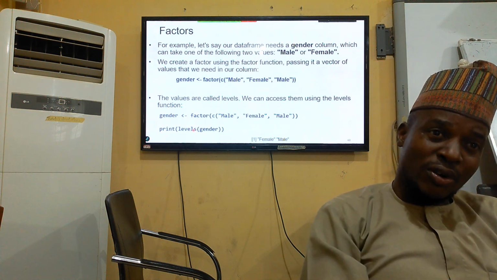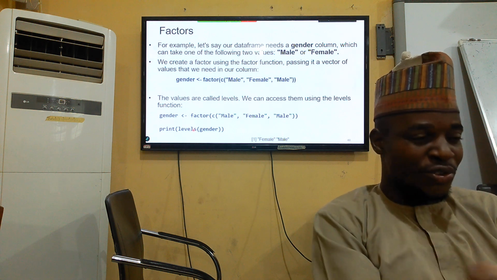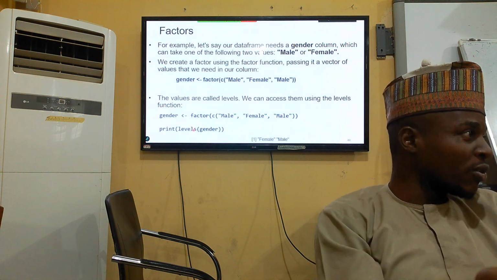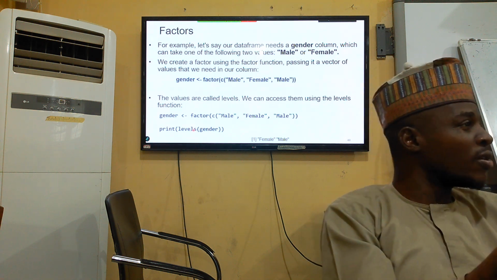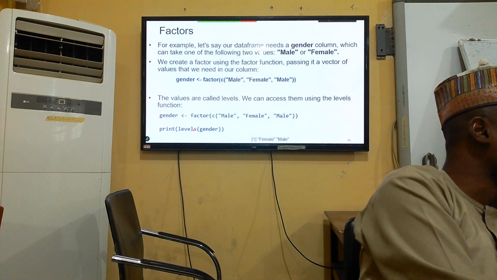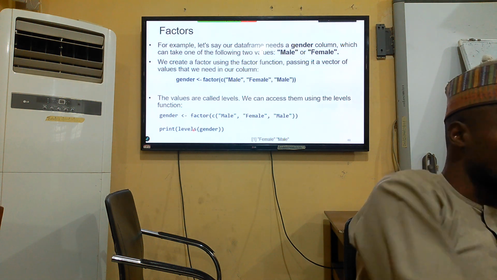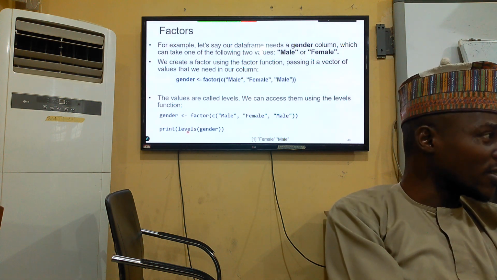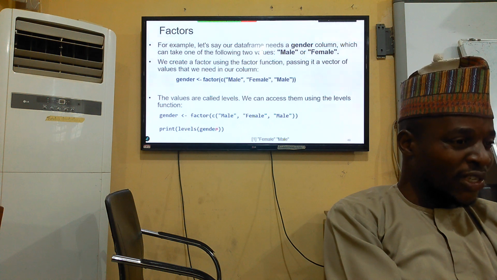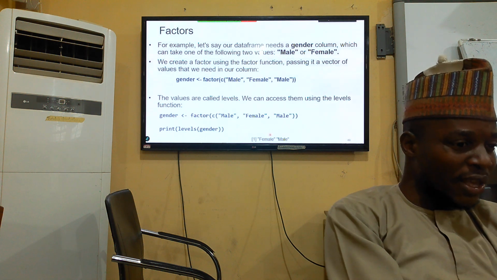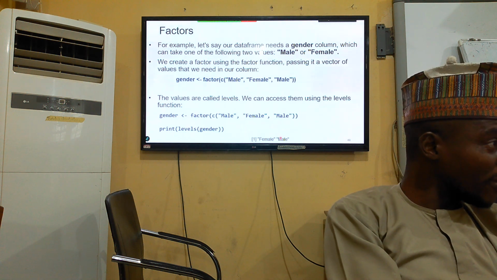If you make it a factor, it gives you the liberty to invoke several things. For example, how many possible categories do I have here? You can just use levels to get that, isn't it? So if you call levels on gender now, it tells you that it's either a male or a female.